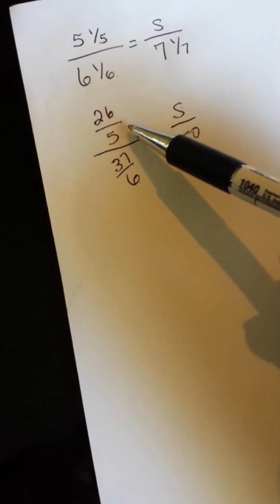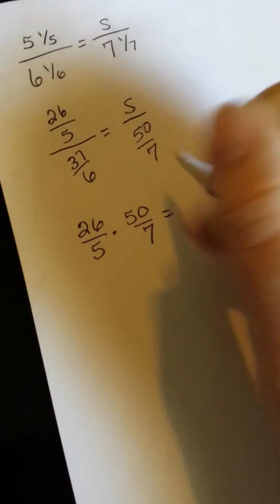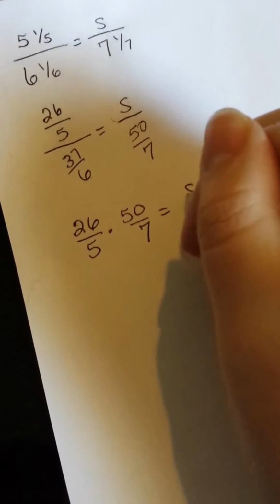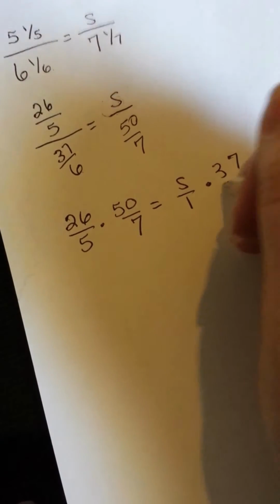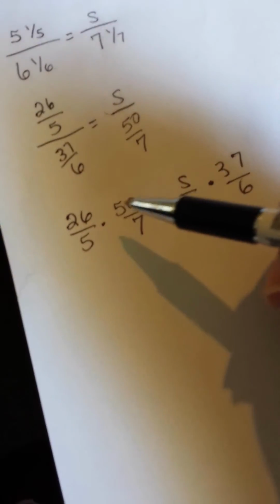From here you can do some cross multiplication. You can try to divide this first if you want, but what this looks like, if we do cross products, so multiplying across each fraction, we would have 26 over 5 times 50 over 7, and this is equal to this numerator. So I'm going to write S over 1 times the denominator of the first fraction, 37 over 6. Now I'm going to simplify my fractions before I multiply.